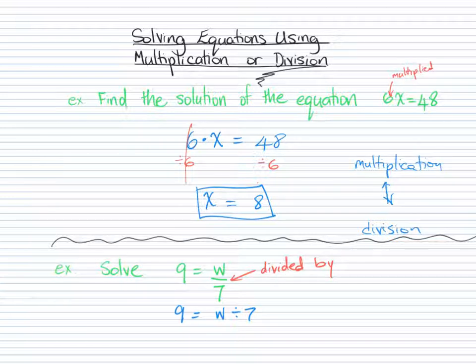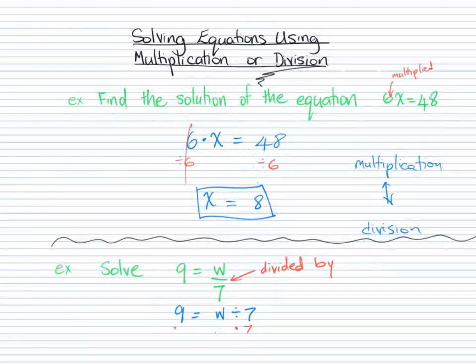So here we have a division. We're dividing by 7. We want this w alone. The 7 is being annoying because the w wants to be alone. It's just kind of hanging out there. So we want the w alone, so we have to do the opposite of dividing by 7. And the opposite of dividing by 7 is multiplying by 7.